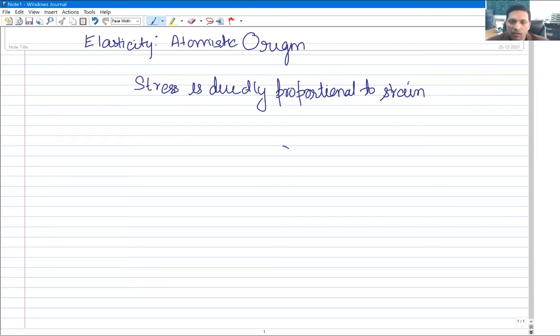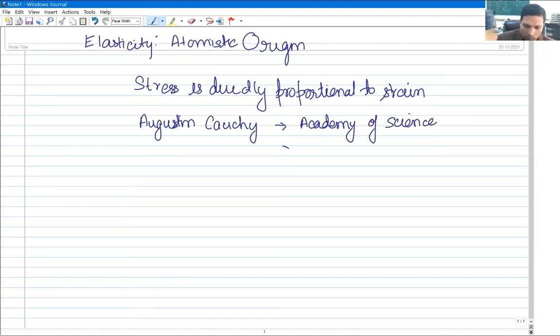And to define this stress has not been easy. And great minds have worked over centuries to come up with a formulation to define stress. And one of those great minds was Augustin Cauchy. So several researchers have contributed, and eventually it was Augustin Cauchy who presented a paper in Academy of Science in 1822, so more close to 200 years ago. And it was then that he gave a formal definition of the term stress.